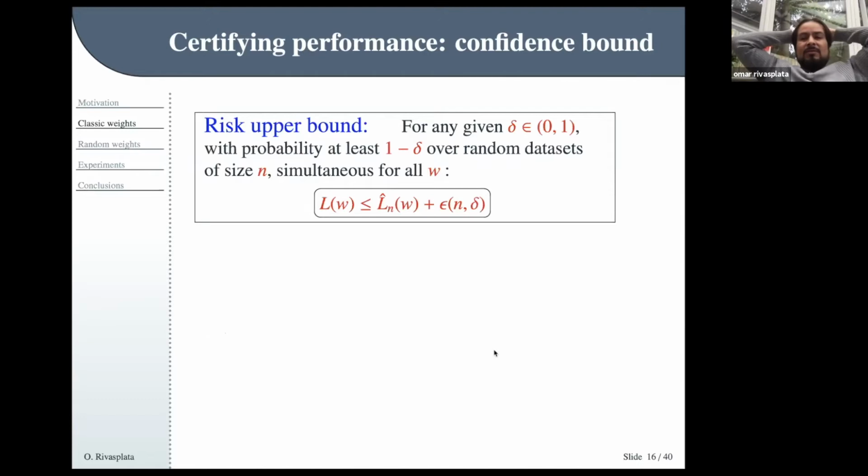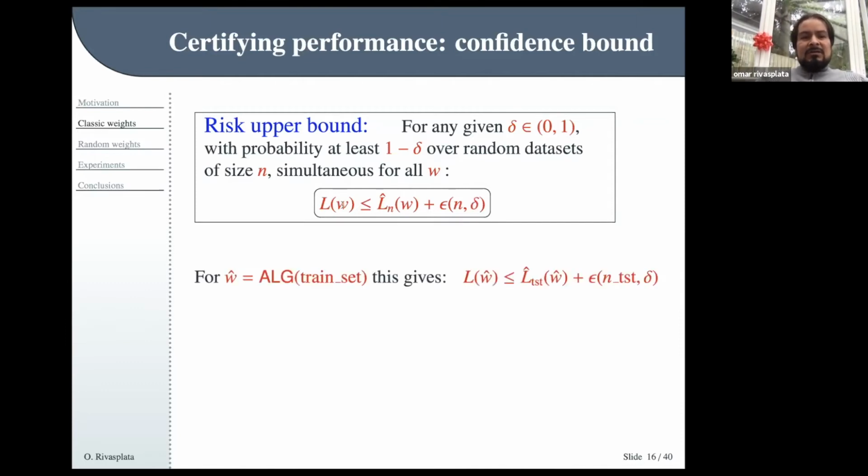What we call a risk upper bound in statistical learning works as follows: for a given small probability parameter, one minus that is what we call a large probability parameter. These bounds say that with large probability over the choice of a random data set, typically those bounds are uniform, they say simultaneously for all weights, the true loss of the weight is upper bounded by the empirical loss of the weight plus some small error term that depends on the number of examples and the confidence parameter. And then one can plug in, instead of any of those weights, the actual W hat output by your algorithm on the training set. Then you have a guarantee, an upper bound on the true loss of that learned weight vector.